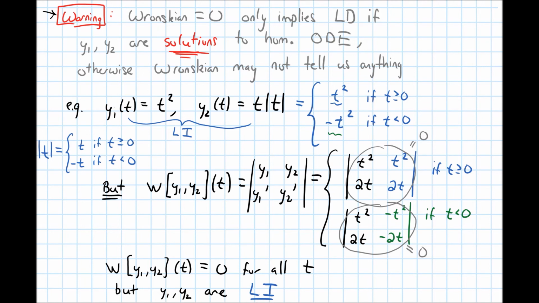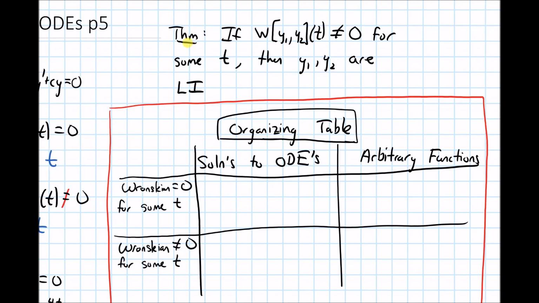Next, I want to state a theorem that talks about what if the Wronskian is not 0 and our two functions, y1 and y2, are not necessarily solutions to a homogeneous ODE? What if they're just arbitrary functions? This theorem says the following. It says that if the Wronskian of two functions, y1 and y2, is not 0 for some value of t, then y1 and y2 are linearly independent. So this is true for even arbitrary functions.